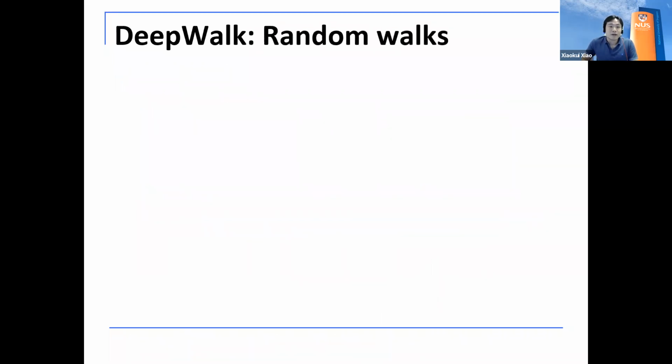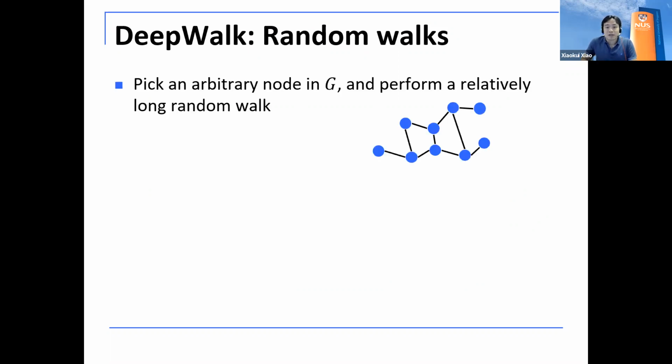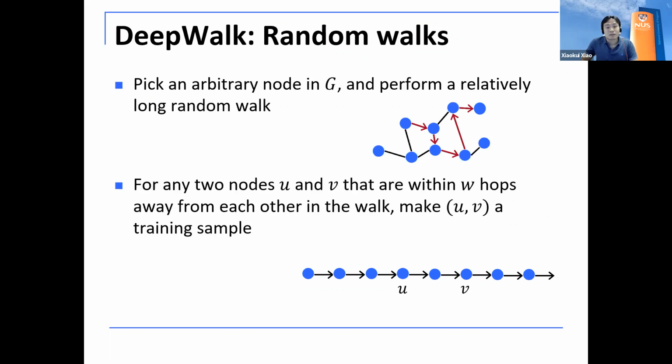More specifically, the way that DeepWalk generates random walks is as follows. You first pick an arbitrary node in the input graph and then perform a relatively long walk in the graph. And let's say this is the sequence of nodes that we encounter during this relatively long random walk. Then what DeepWalk would do is to slide a window of constant size over this node sequence to identify those pairs of nodes that are within a constant number of hops away from each other.